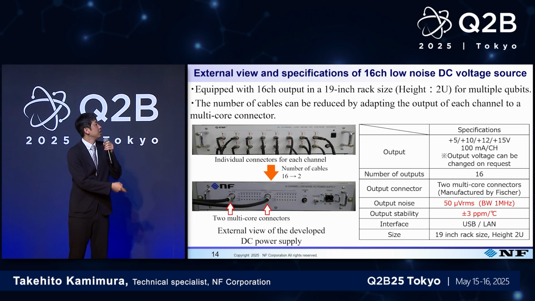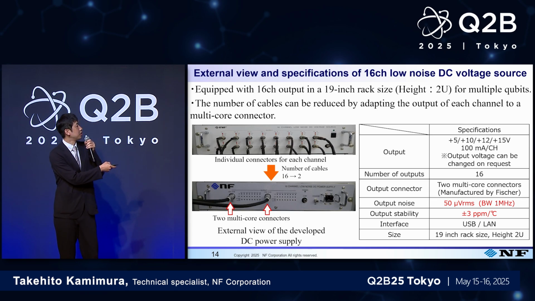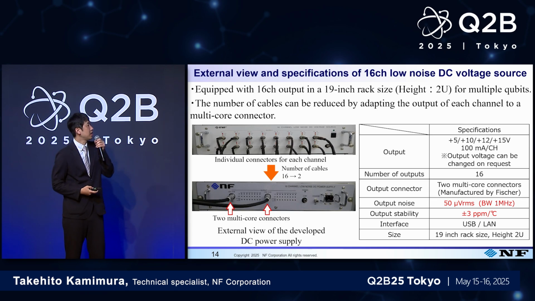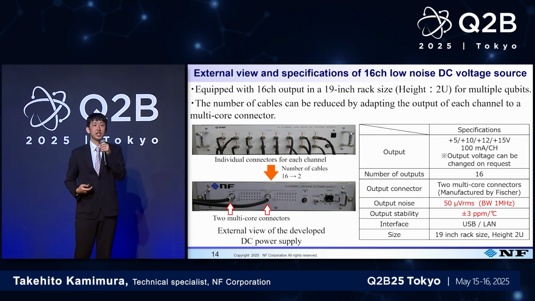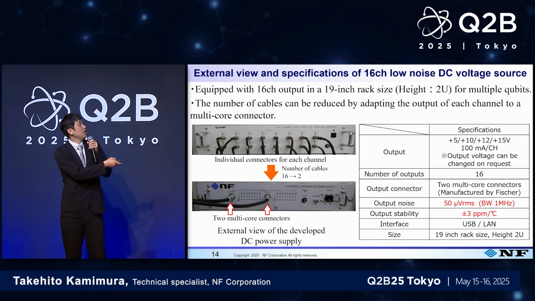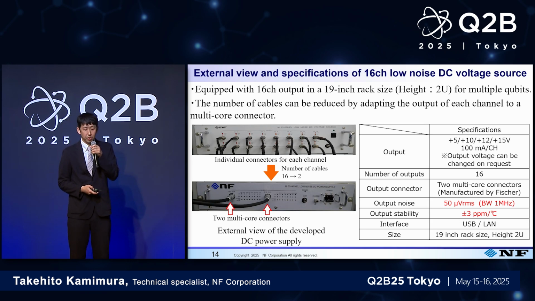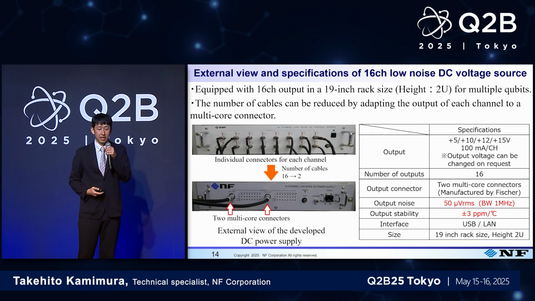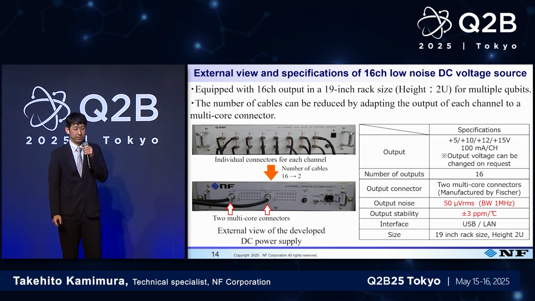This shows the appearance and specification of the DC power supply. The lower left figure shows the product. It has 16 output channels in the size of a 19-inch rack with a height of 2U for multiple qubits. It has multi-core connectors for the output connectors, and the outputs of 16 channels are consolidated into 2 connectors. This reduces the number of cables required even when the number of qubits increases.